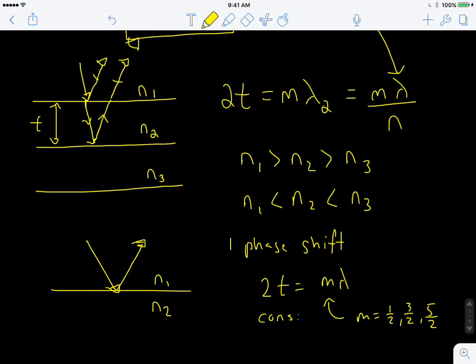I'll just leave it, I don't have room. And then destructive is when m is equal to 1, 2, 3. So this is a shift from if there's 0 phase shifts or 2 phase shifts. So just be mindful of that.